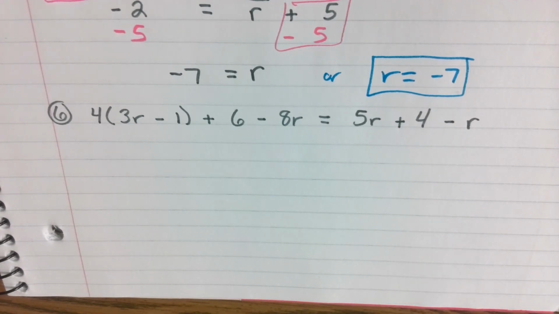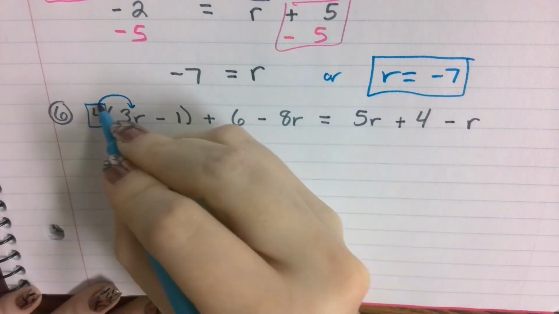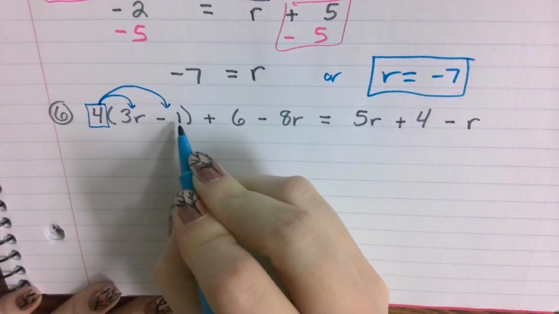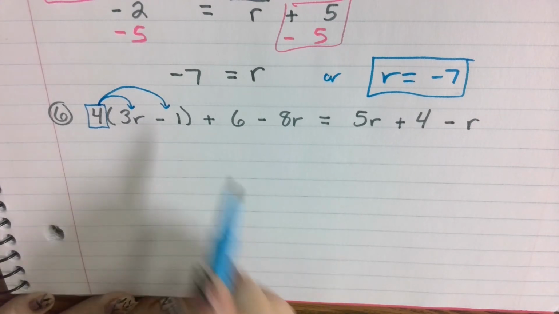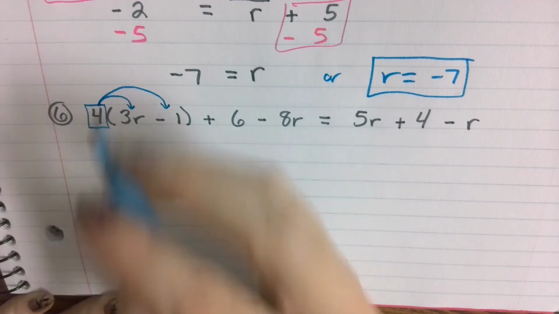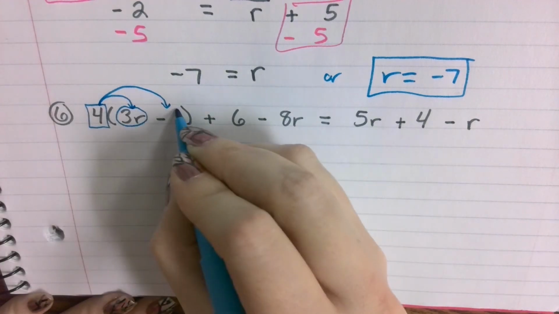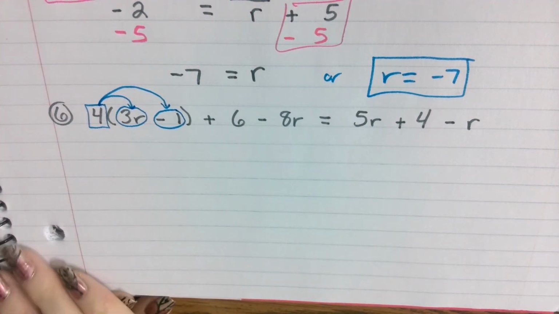Again, step by step. First step, distribute. Is there any distribution that can happen? Yes. We have this 4. It can get multiplied to the 3r, and it can get multiplied to the negative 1. I can't tell you how many times you guys mess up and don't realize that that's a negative when you look at it separately. This is a 3r. This is a negative 1. The sign that is in front will indicate whether it's positive or negative.